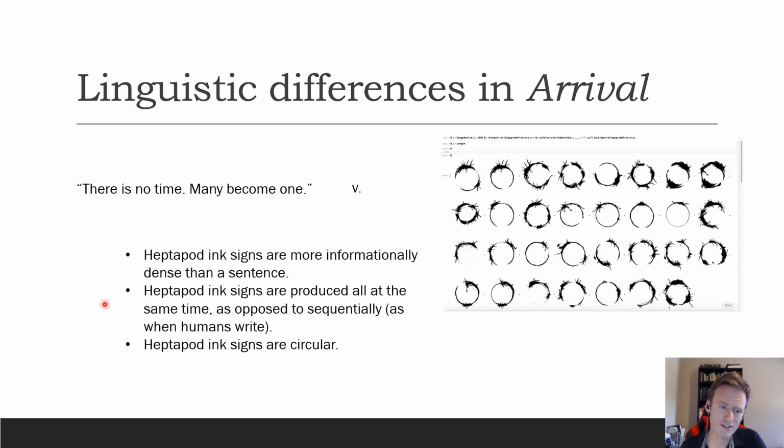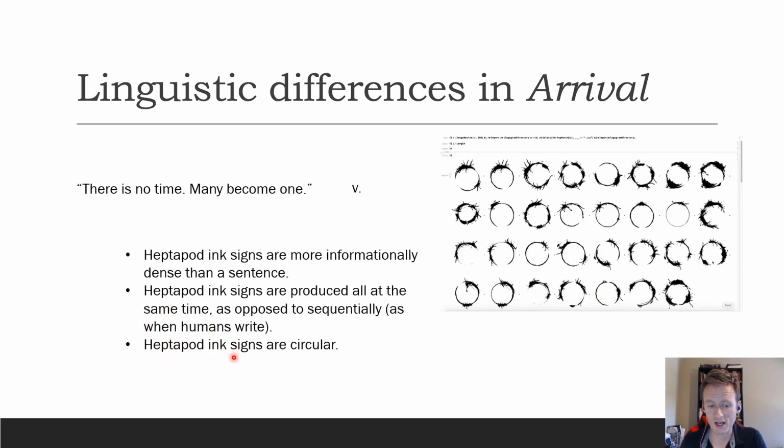Another differentiating feature is that heptapod ink signs are produced all at the same time. So the heptapod just does one of these, and the ink just coalesces into a sign. And it does so as opposed to sequentially, like when we're typing on a computer. Even if we're not typing English, even if we're typing Chinese or Hebrew or anything like that, we're still typing sequentially. And it's only when we complete the sequence that we've expressed a complete thought.